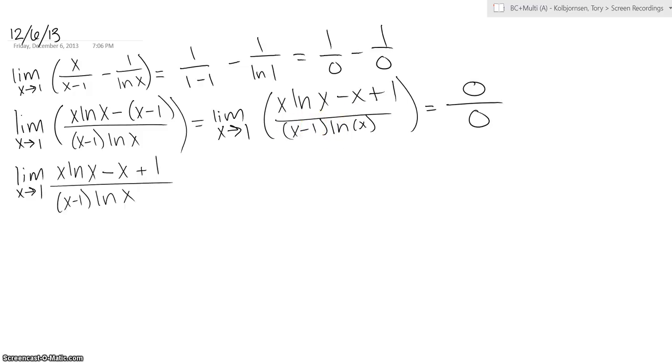So we take the limit as x approaches 1 of x ln x minus x plus 1 over x minus 1 times the ln of x, and apply L'Hopital's rule.